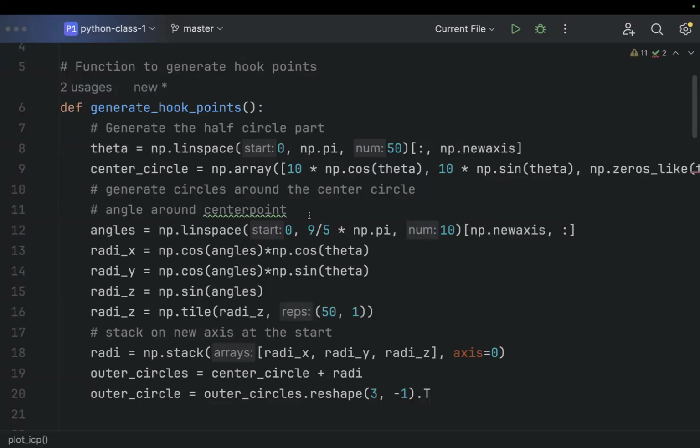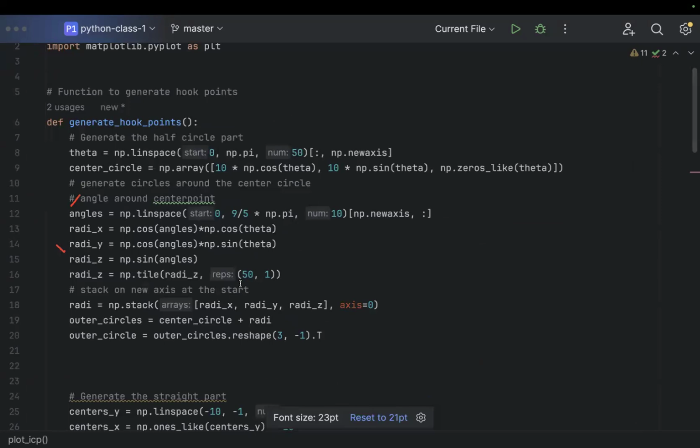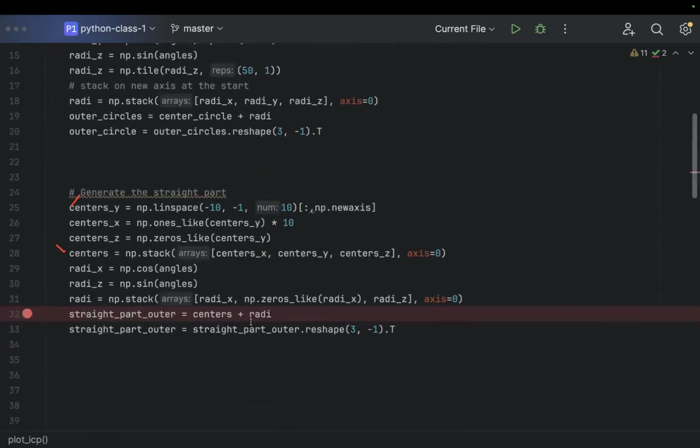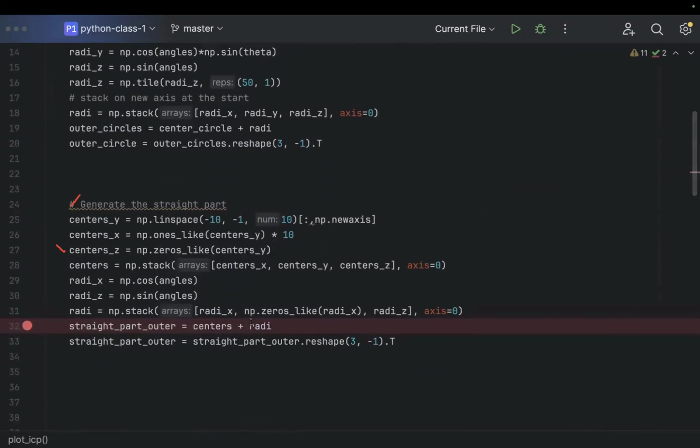All right, so once we've done that, the same trick we can also do with the straight part, which is a lot easier, of course, because what we do is generate the centers. We started from 0, right? And we went in the positive direction. So I want to generate the straight part from the negative side. So in this case, I start from -10, I generate 10 elements and stop at -1.